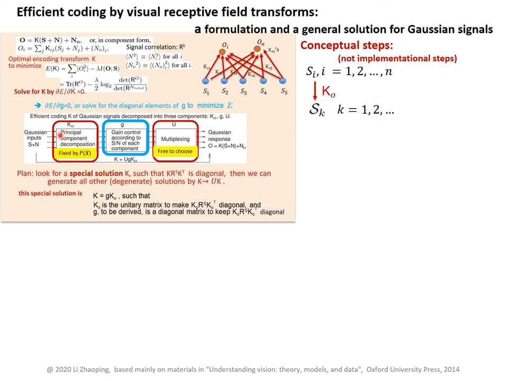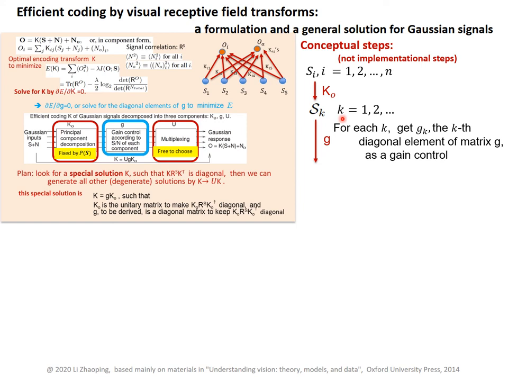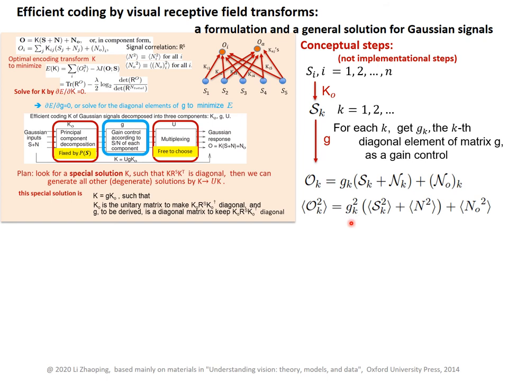The second step is the diagonal matrix. For each principal component K, we multiply it by a gain control GK, which is the diagonal element of the matrix G, such that you arrive at this output O. Again, we use output O with a different kind of font to mean that it's in this principal component space. This O is gain controlled over the original signal and noise, except in this principal component space, plus this additional encoding noise, which is also coordinate transformed by this coordinate rotation. You can even calculate its variance, which is now straightforward: G squared, S squared, and the variance squares, and so on.